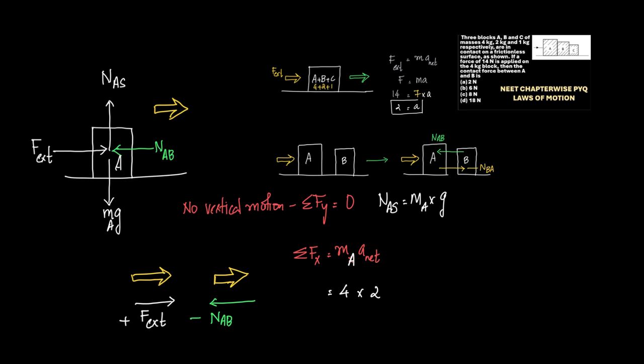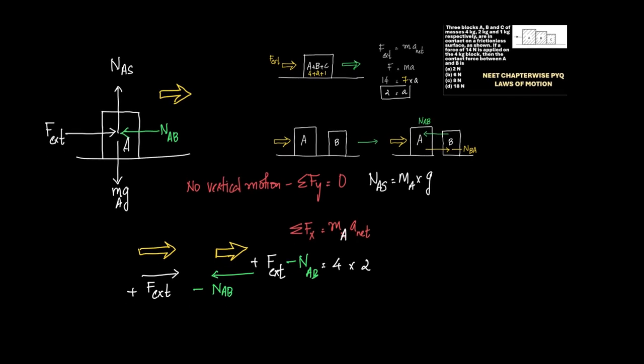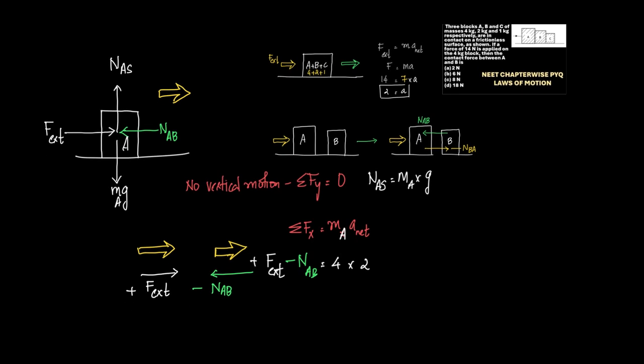In which case, what would be sigma Fx? Sigma Fx would be positive F external minus the normal reaction on A due to B, which is actually the force acting between A and B. So what is the external force? The external force is 14 Newton, right? 14 Newton minus NAB is equal to 4 into 2, which is equal to 8. Therefore, 14 minus 8, 6, is equal to the normal reaction on A due to B.